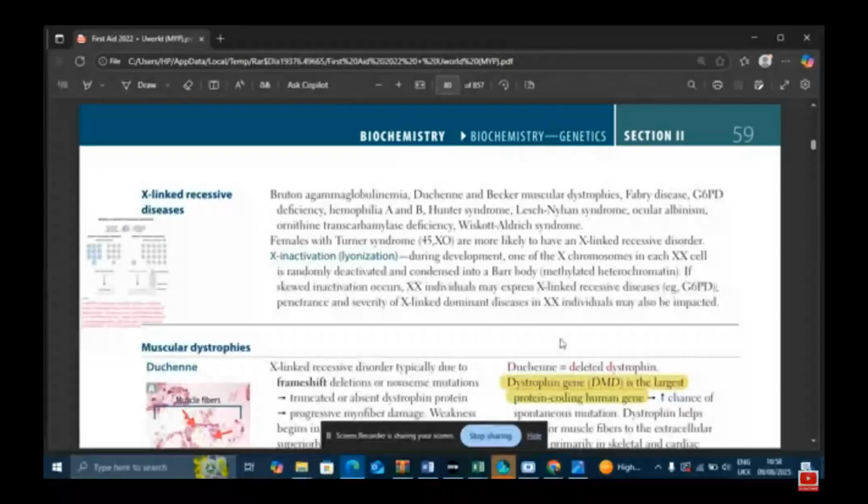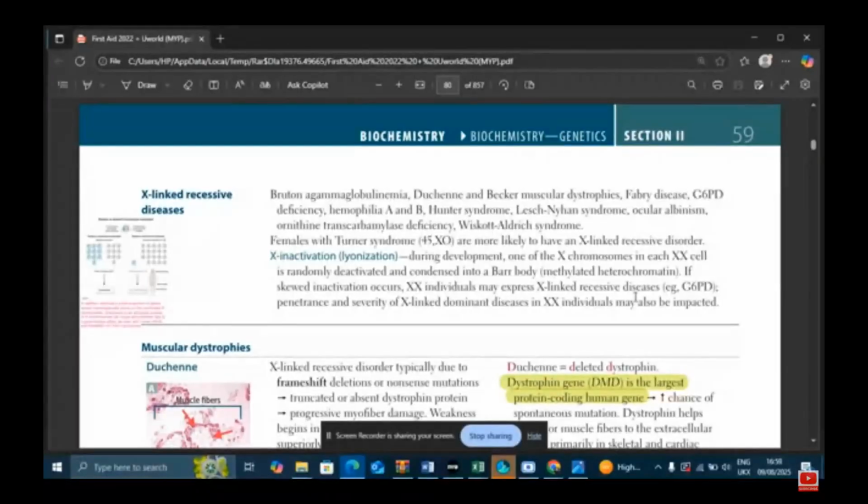Okay. Three names: lionization or X inactivation or bar body formation. So the females have two X chromosomes. One is of maternal origin and the other is of paternal origin. Only one of those X chromosomes is randomly turned off in every cell in early development. This turned off chromosome is called a bar body or methylated heterochromatin. This process is very random. In some cells, the paternal X chromosome is inactivated, and in some cells, the maternal X chromosome is inactivated. So it is not always the maternal X chromosome or the paternal X chromosome that is inactivated. It is a very random process.